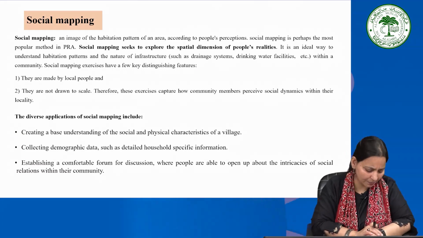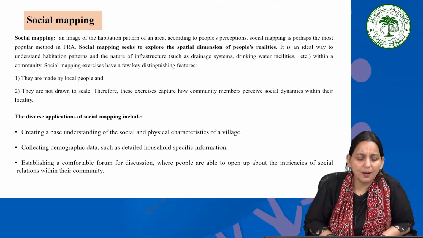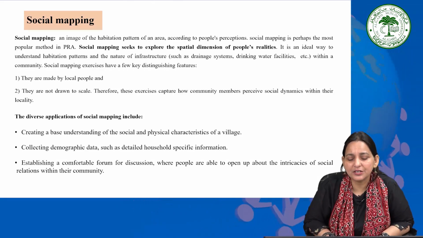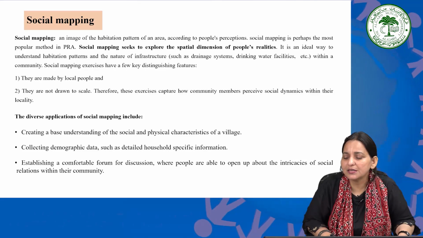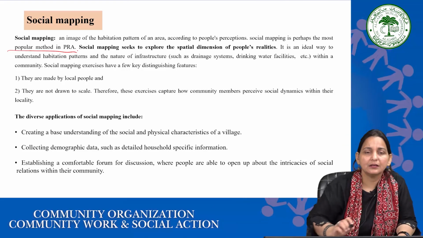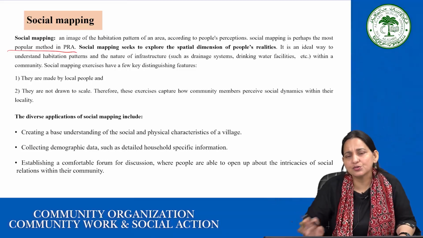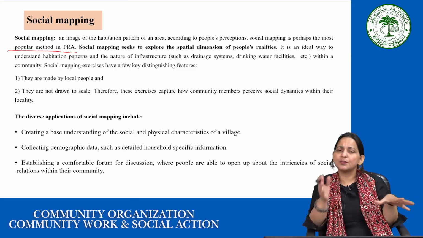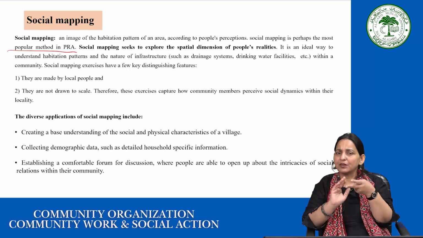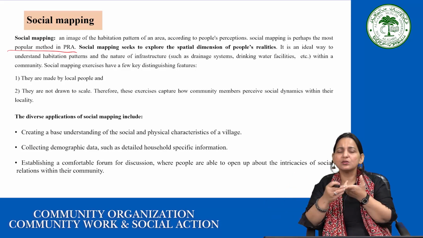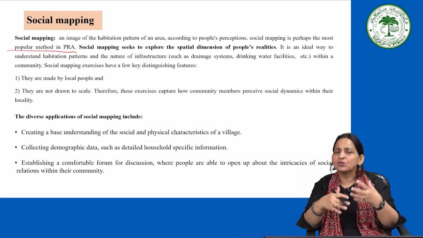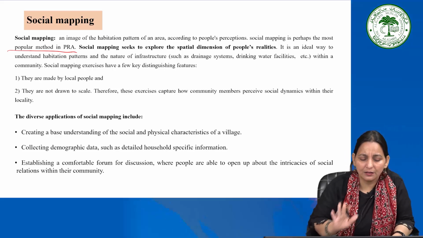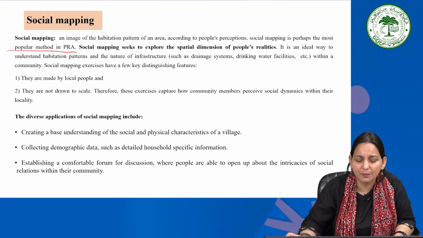So the very first is social mapping. Social mapping is an image of the habitation pattern of an area according to the people's perception, and it is perhaps the most popular method of PRA. There are two different mappings: one is social mapping, and the next is resource mapping. But usually we do social and resource mapping together, so we commonly call it social resource mapping, even though here it's very specifically about social mapping.